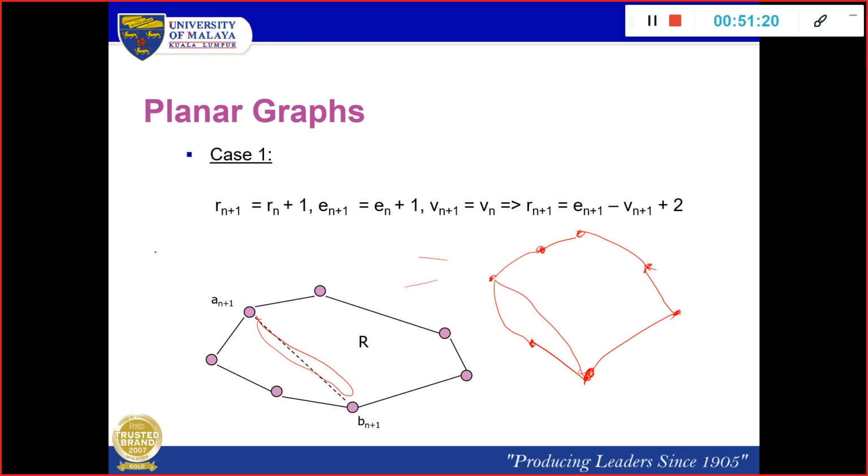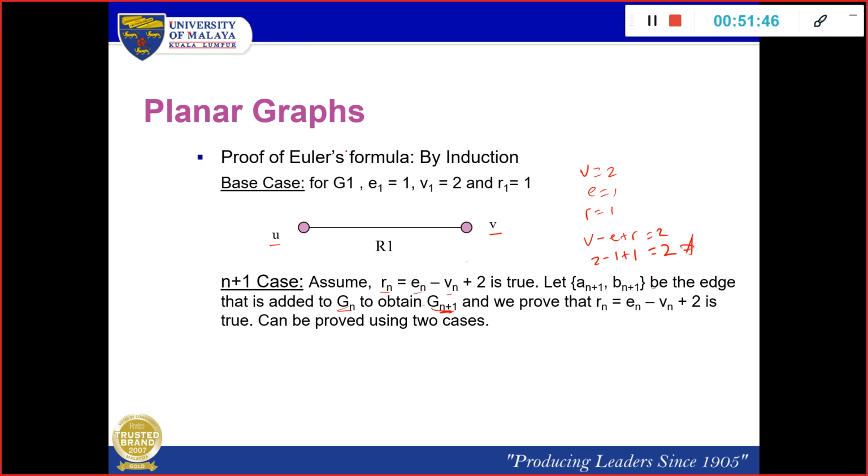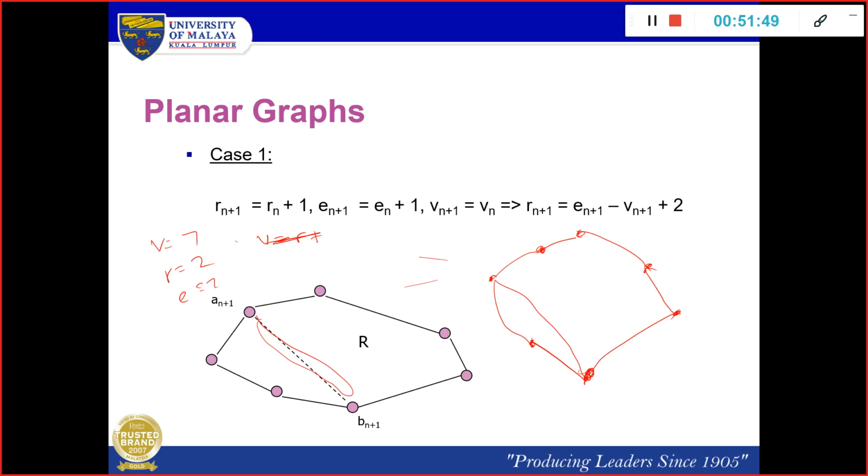Before this, we only have V equal to 7, R equal to 2, region 1 and region 2, and E equal to 1, 2, 3, 4, 5, 6, 7. So if you use the formula V minus E plus R, V is 7, minus E is 7, plus R is 2, so you get 2, so it's satisfied.